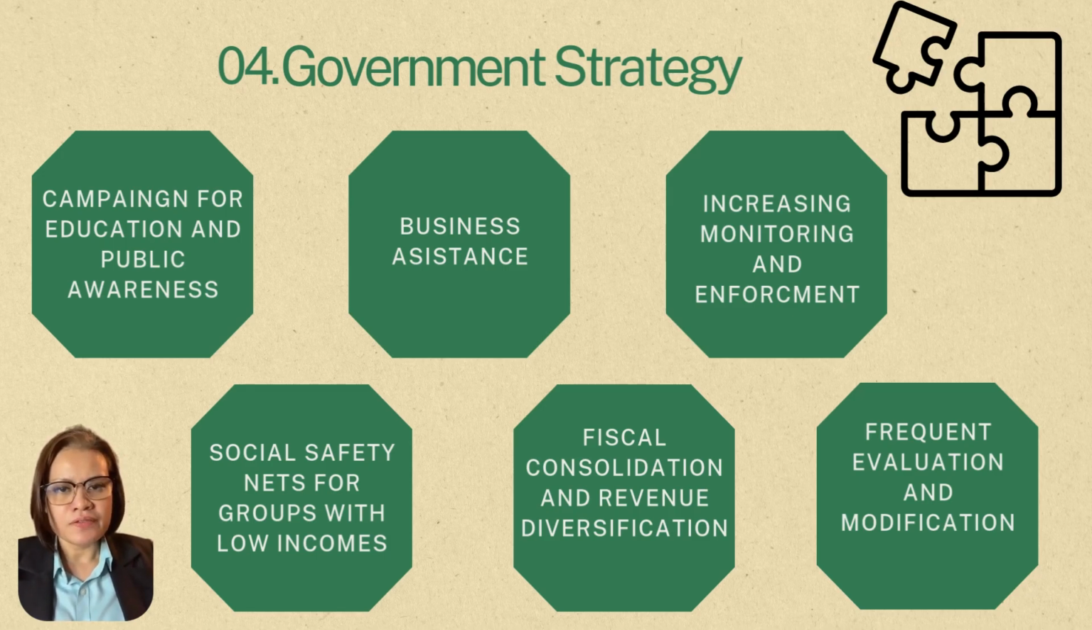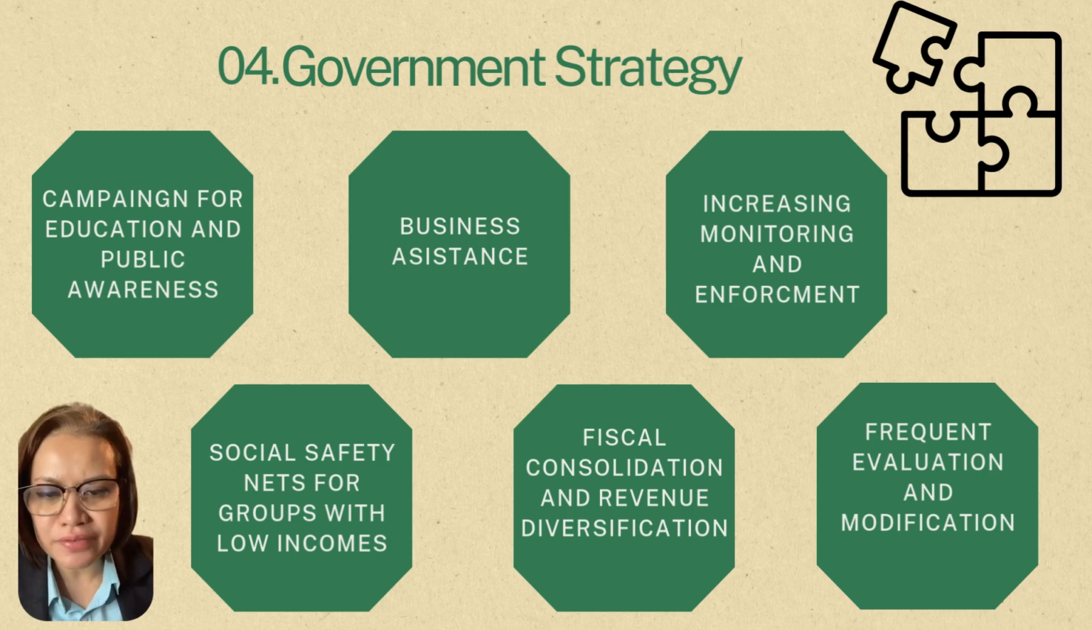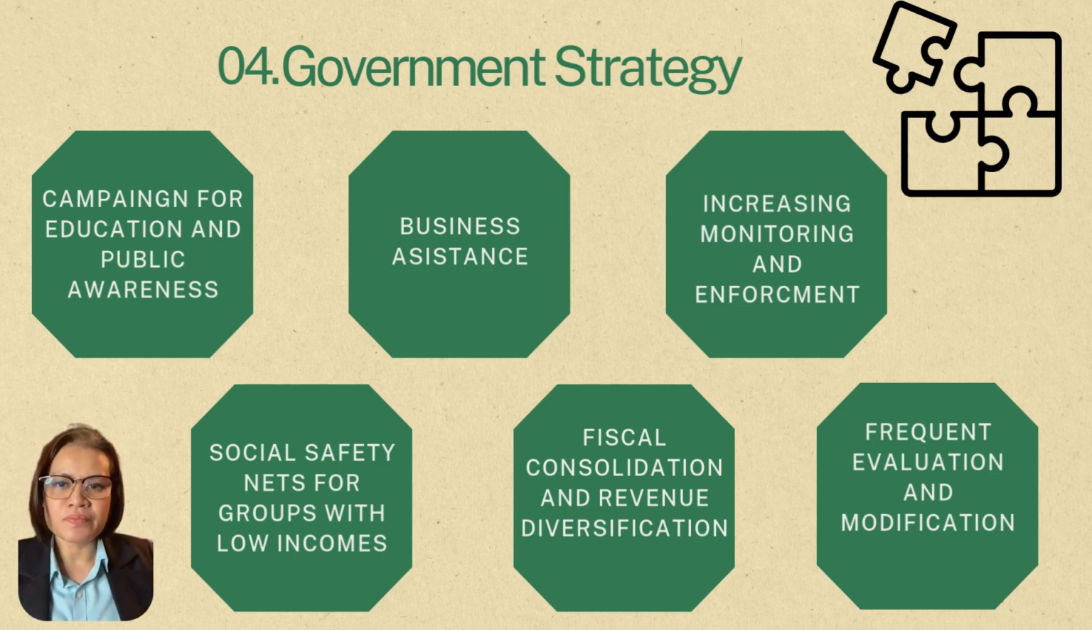Number 5, fiscal consolidation and revenue diversification. GST was a key part of Malaysia's broader fiscal strategy. By reducing dependence on oil revenues, the government aimed to stabilize its budget and reduce the fiscal deficit. The revenue generated from GST supported critical national development projects including healthcare, education, and infrastructure. The system also improved transparency and efficiency in tax collection.